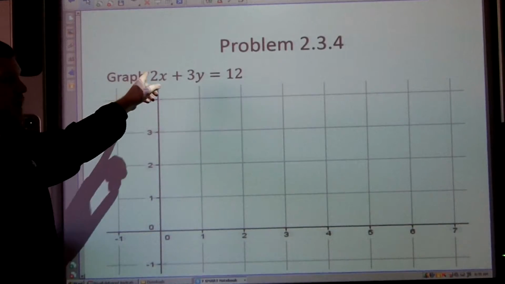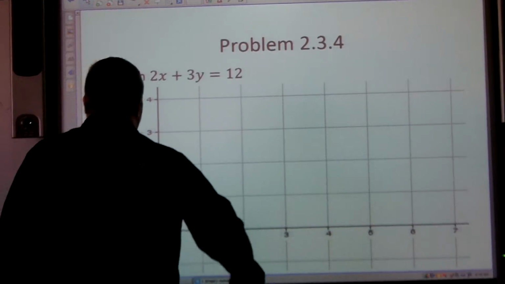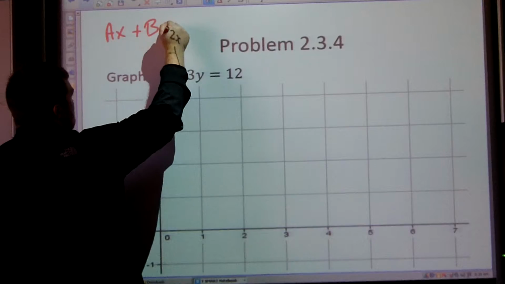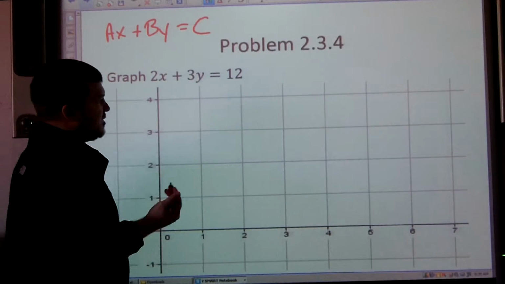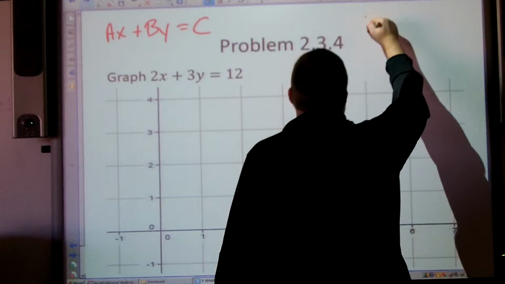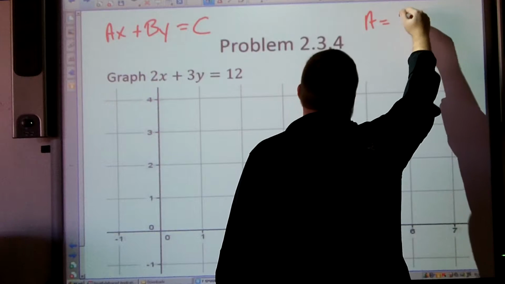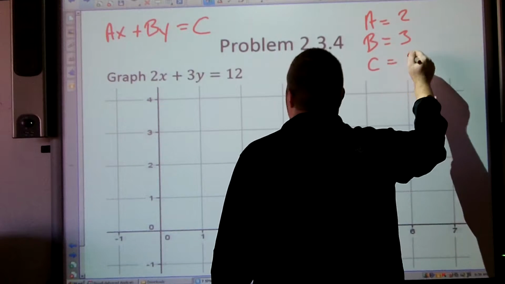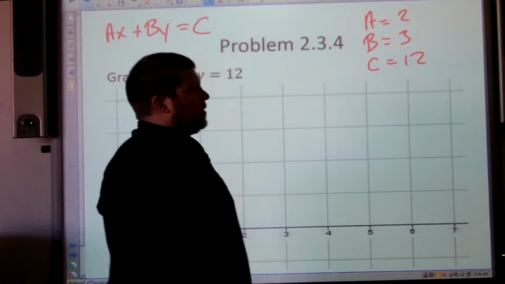So here I have it in standard form, Ax plus By equals C. And I like to just be in the habit of writing down what A, B, and C are. It doesn't really help us right now, but it'll help us later in the course. So as soon as we get used to that idea, the better.